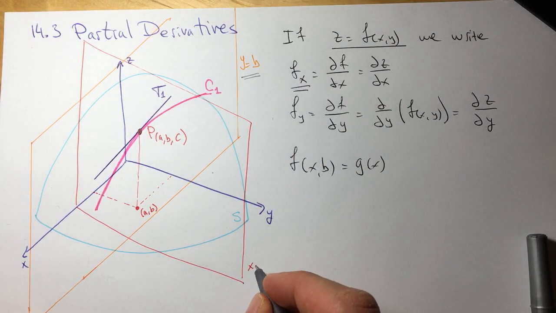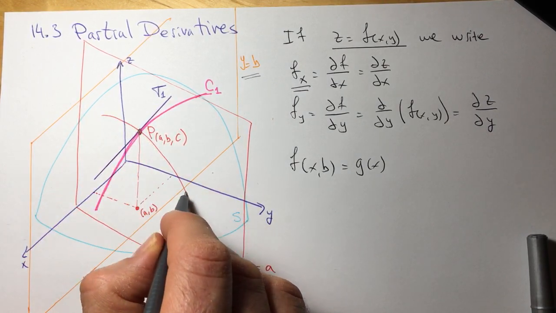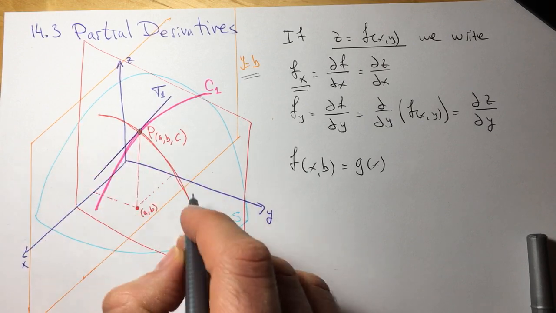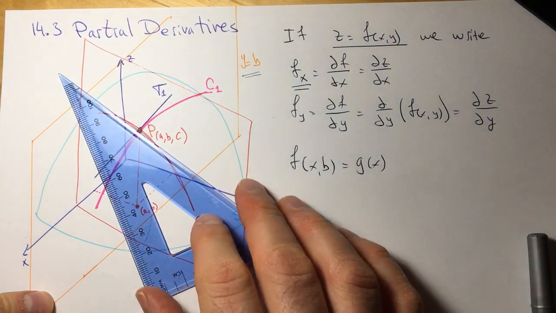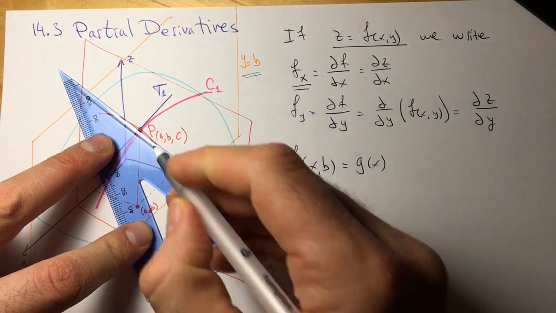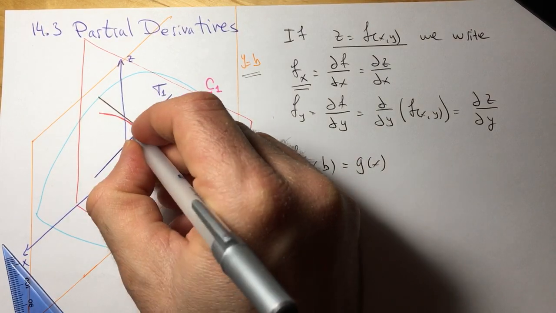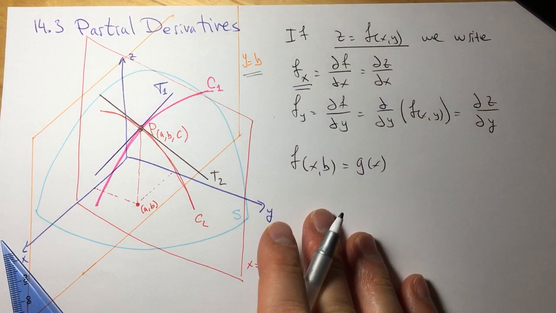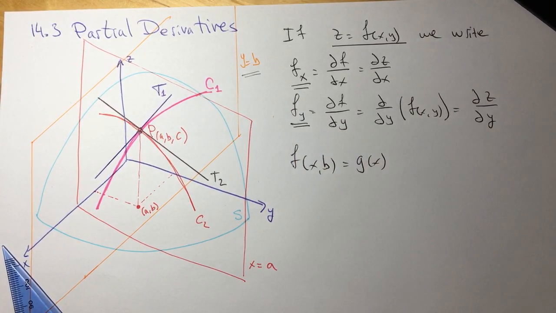and then if I take this plane right here, which is x equal to a, I'm going to obtain this curve C2 that will have a tangent line T2 at the point P. The slope of this tangent line is going to be given as partial f partial y.